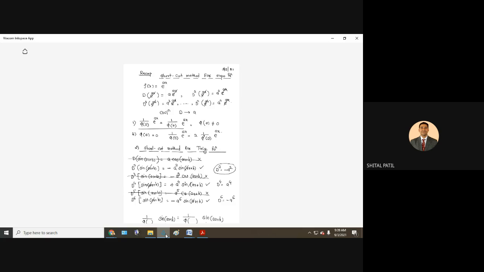So see, D raised to 4 means D square whole square. So D square is written here as minus a square, squared, and that will be a raised to 4. So that will serve our purpose. So the conclusion from here is D square, not the D. D square is to be replaced by minus a square. D square equals minus a square.